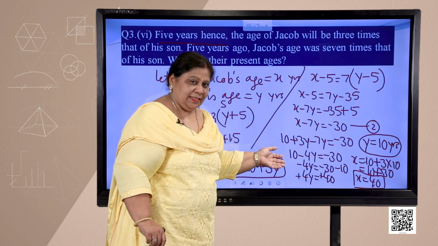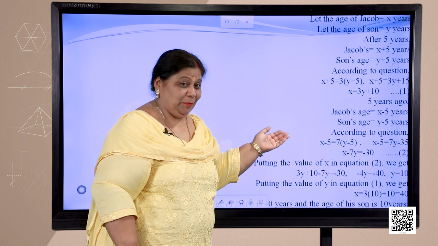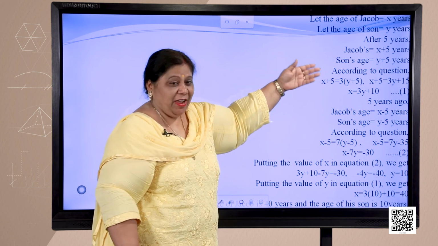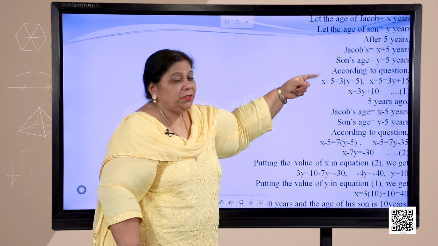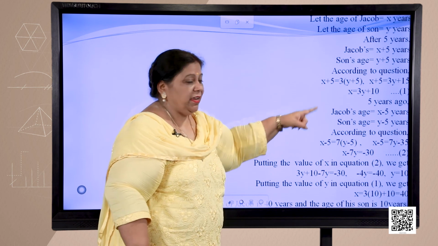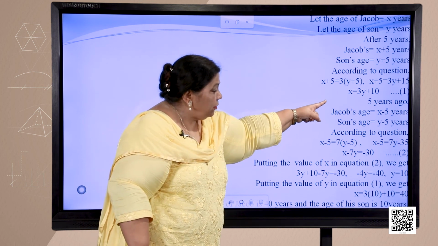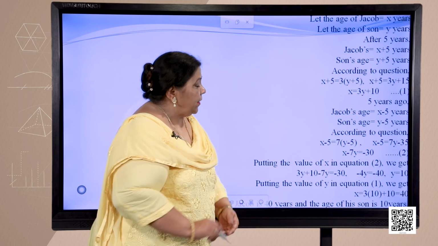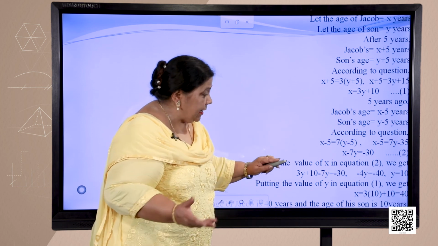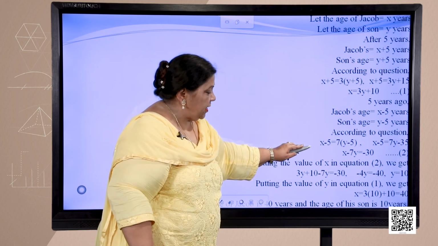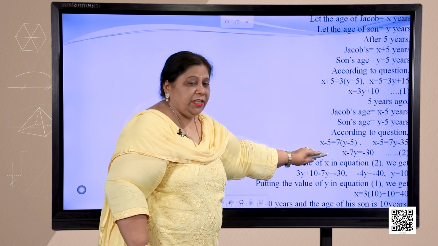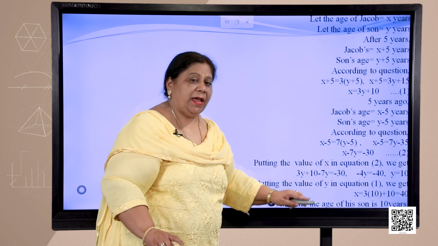You have understood this. Look here, if you have to write all the steps in a proper way, we can do it in this way. Let the age of Jacob be x years, son be y years. After 5 years, Jacob's age becomes x plus 5 and son's age becomes y plus 5. According to the question, x plus 5 is equal to 3 times (y plus 5), that we got as x is equal to 3y plus 10. And Jacob's age we took x minus 5 years, son's age is y minus 5 years in the second condition. According to the question, x minus 5 is equal to 7 times (y minus 5). This on simplifying we got the equation as x minus 7y is equal to minus 30.